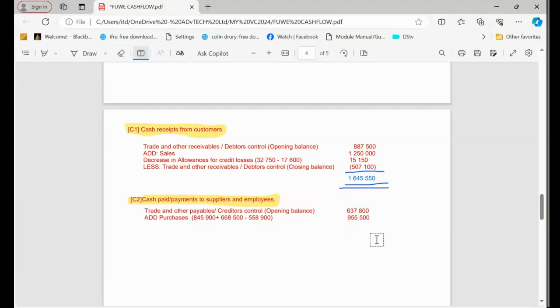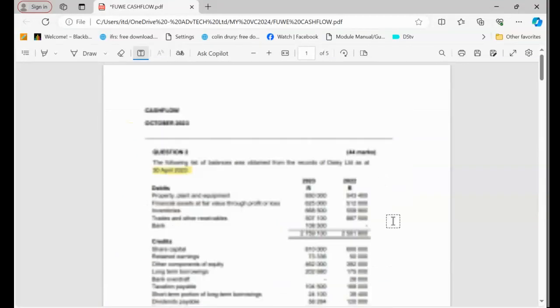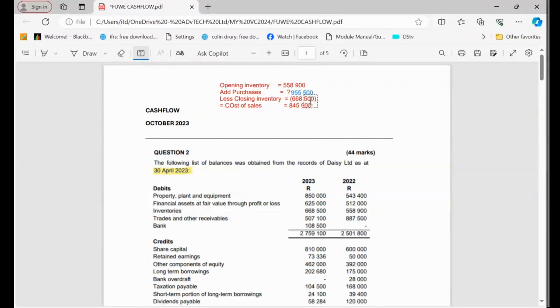That's true. So this is the inventory. These two are the inventories, and this one is the cost of sales. So this formula is used to calculate purchases. If I don't understand it, I go and check there. I can easily understand this one on top. Okay. This one.